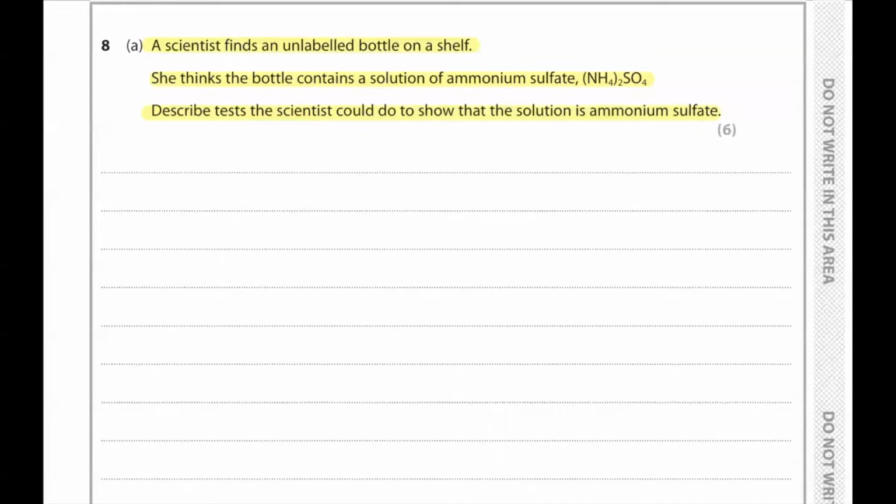And to test for sulfate ions, the scientist can add dilute nitric acid. Followed by that, the scientist can add some barium chloride solution or barium nitrate solution. If there is sulfate present, a white precipitate will form.